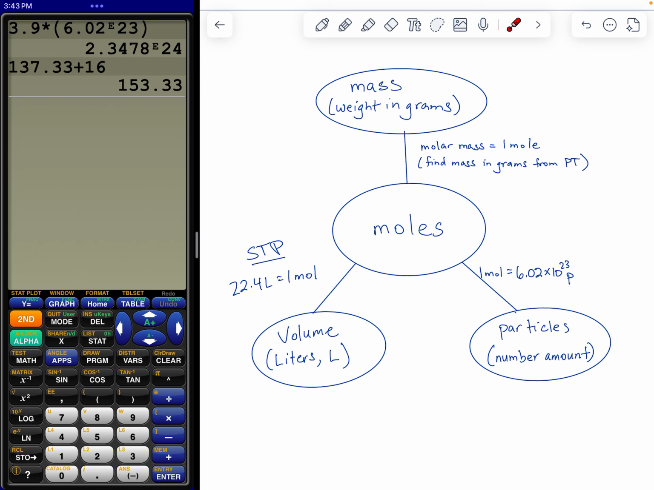Remember, I cannot go directly from number amount to mass, so I need a unit that bridges that gap, which ends up being the mole here. So I identified that I'm going to have to cross one bridge, which is one conversion factor, and then another bridge, which is a second conversion factor. So unlike the last problem that we just did, where we only crossed one bridge, we're actually crossing two.